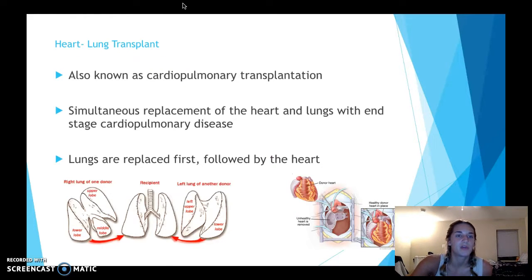A heart and lung transplant can also be known as cardiopulmonary transplantation, and it can also be for end-stage disease of both the heart and lungs. The simultaneous replacement of the heart and lungs is for end-stage cardiopulmonary disease. The lungs are replaced first, followed by the heart, and on the bottom are just 2 pictures showing lung transplant on the left and heart transplant on the right.